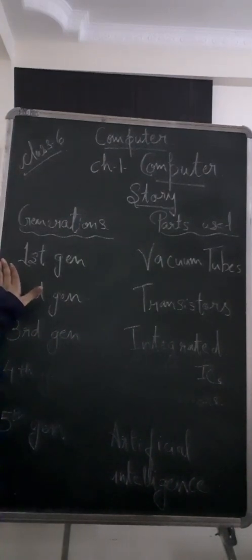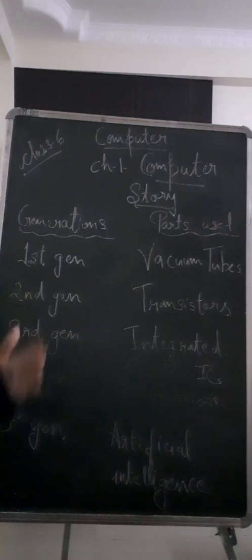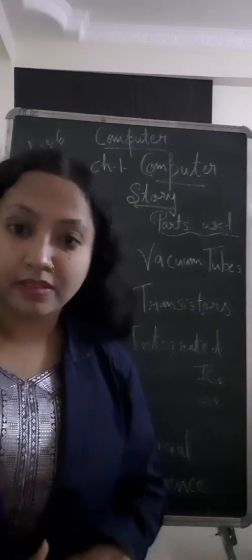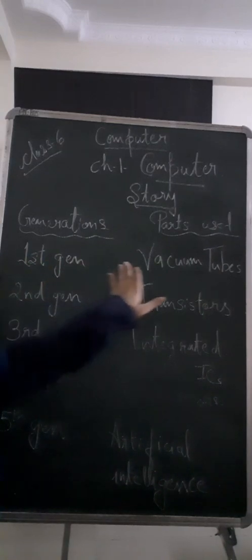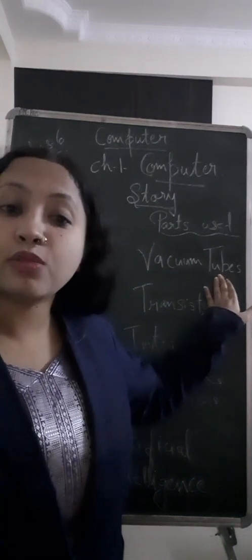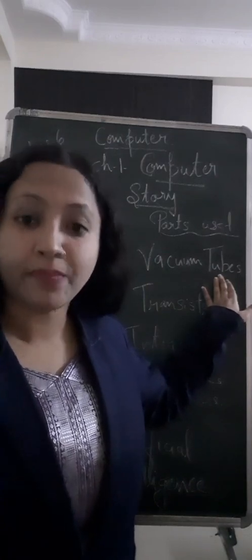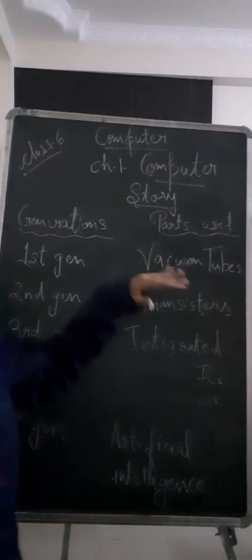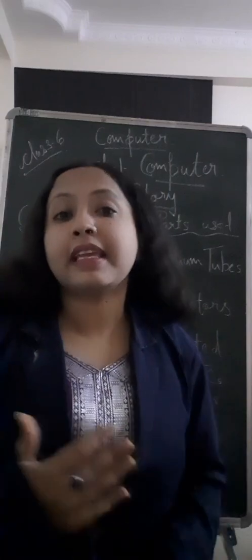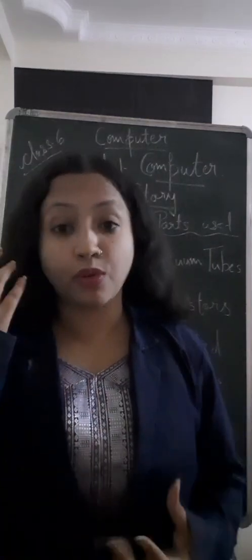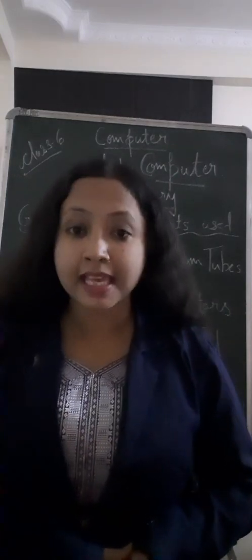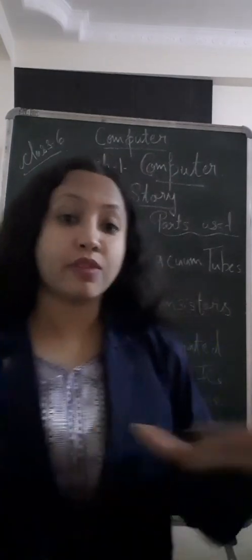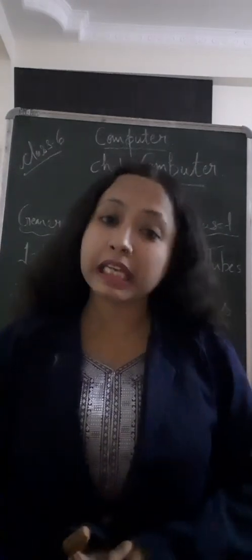Okay, so the first generation we can call your great grandparents. Computers' first generation were great grandparents, so which part was used? Vacuum tubes, children. Vacuum tubes were the part. It is a kind of machine. Like in your online live class, I would have shown you the picture of how a vacuum tube looks like, isn't it?